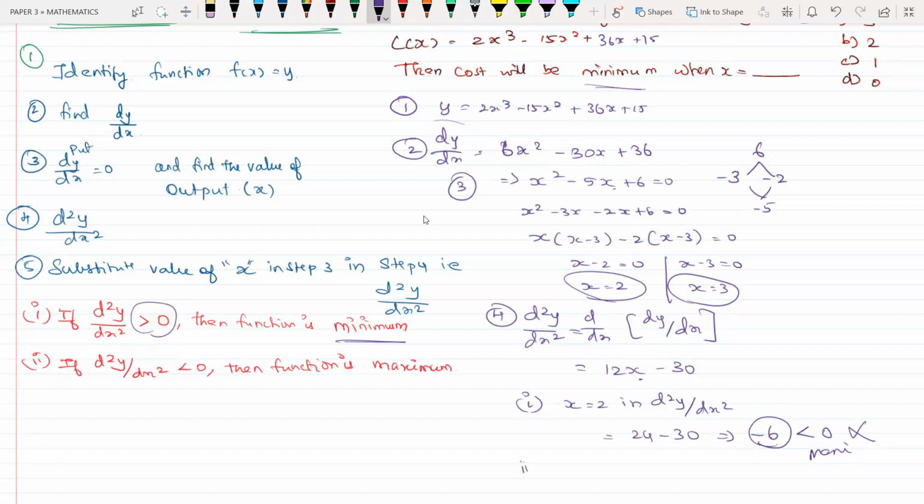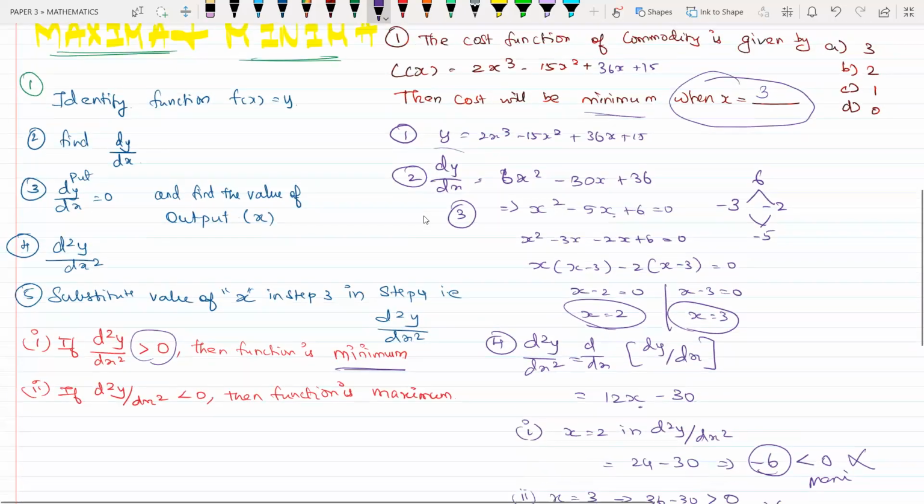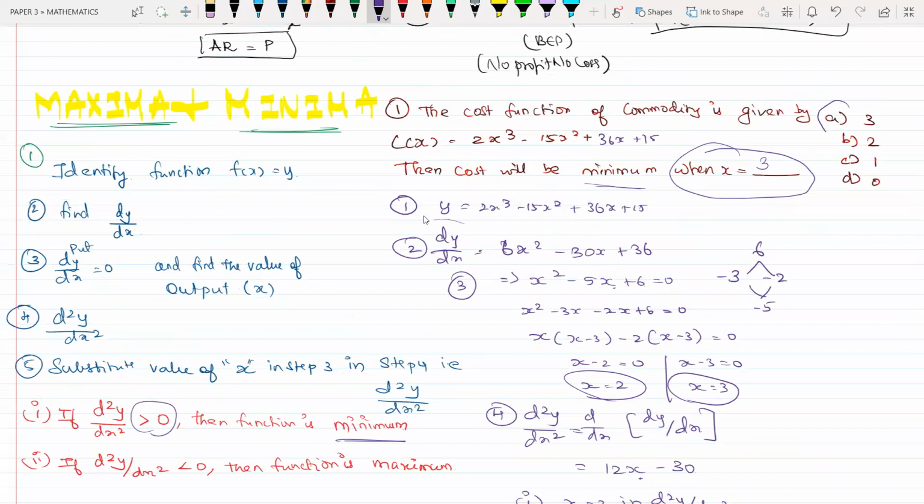So I am substituting x is equal to 3 in my equation. It will become 12 threes are 36 minus 30. Is it right? 36 minus 30 is greater than 0. So it is 6 only, so it is greater than 0. Then whenever I put 3, my function is going to be minimum. So what is my answer? My answer is option A. Did you understand?